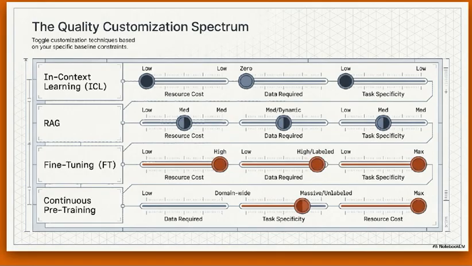Okay, let's analyze the endpoints of this spectrum first. On the lightest end, we have in-context learning, or ICL. The easiest one. Right. The blueprint shows the resource cost and data preparation requirements here as basically 0, but it has very low task specificity. This is entirely stateless. Yes. You aren't changing the model at all. You are just utilizing its existing pre-trained weights and leveraging its attention mechanism. You're just passing instructions and examples directly inside the runtime prompt.